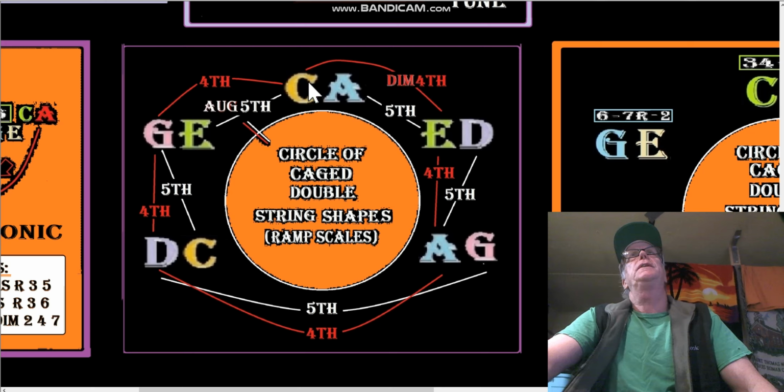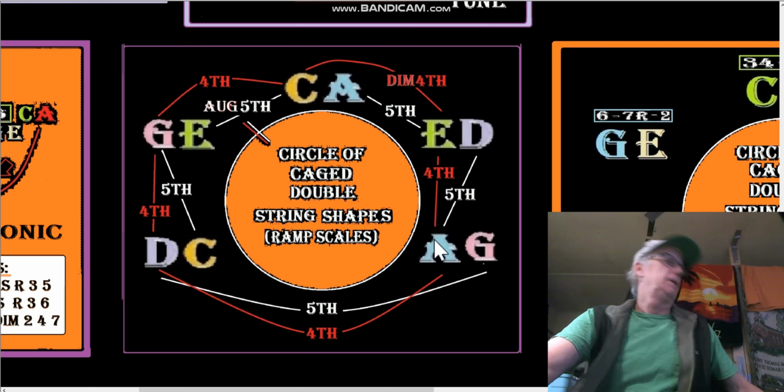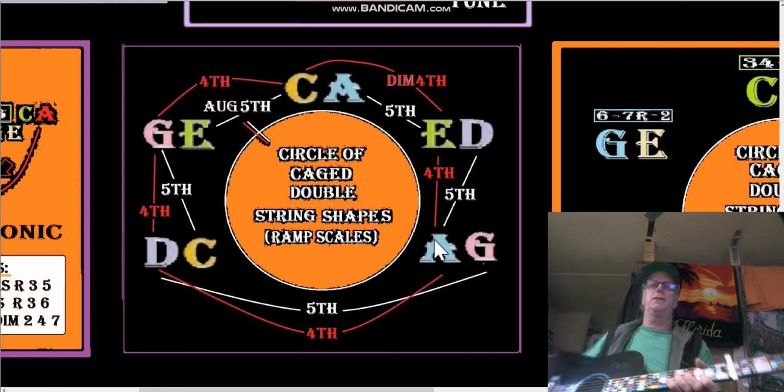But we can also see that we have a diminished fourth here between the C and the E. So these two shapes are going to one shape here. So let's look at this transition from ED to AG. Notice it doesn't spell CAGE, but these are small CAGED intervals here. So we've got the E and the D going to A, where A is the fourth of E and A is the fifth of D. And so look at that. That's how I got off before.